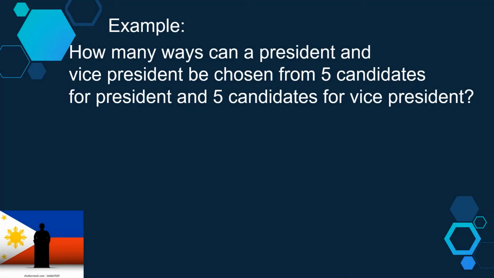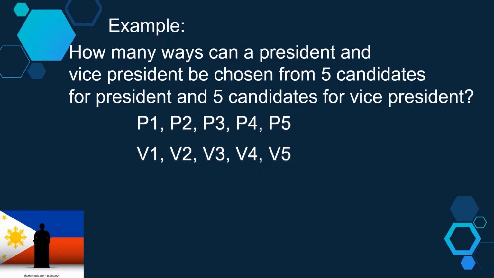Another example. How many ways can a president and vice president be chosen from 5 candidates for president and 5 candidates for vice president? Now, we will let P1, P2, P3, P4, and P5 represent the 5 candidates for president. And we will let V1, V2, V3, V4, and V5 represent the 5 candidates for vice president. So we will now list down all the possible outcomes.